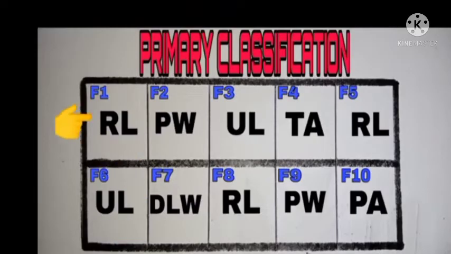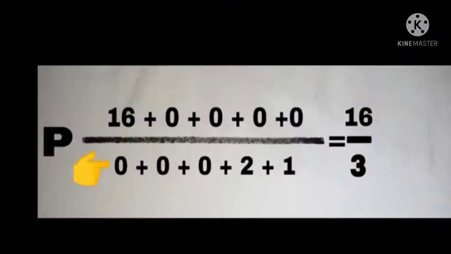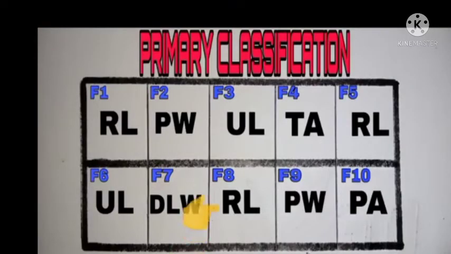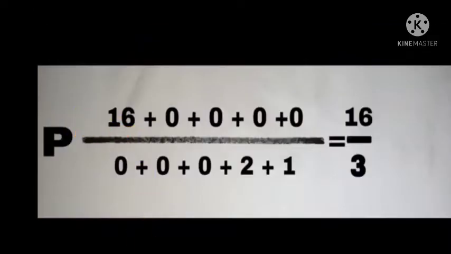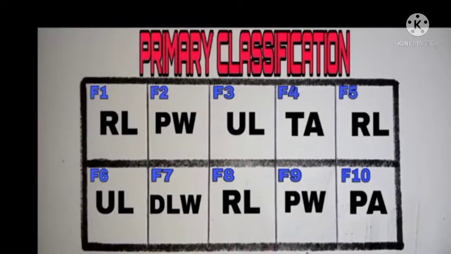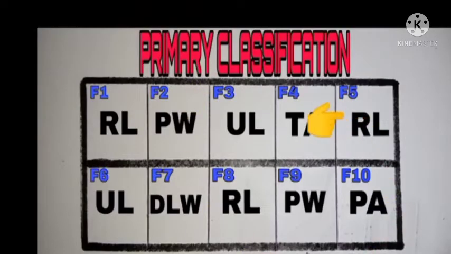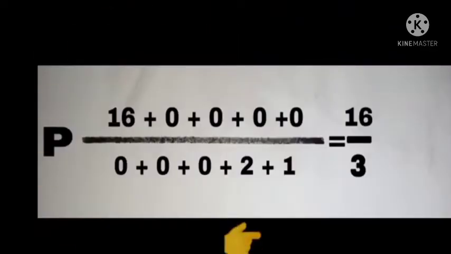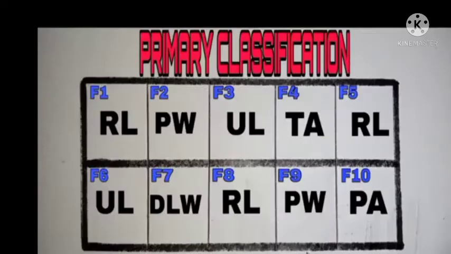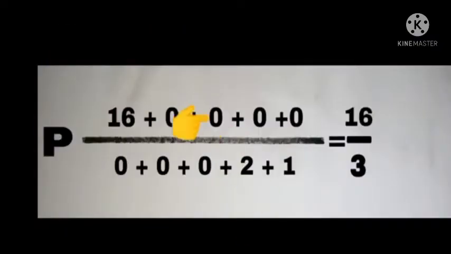Finger 1, radial loop, 0, placed in the denominator. Finger 2, plain whirl, numerical value 16, placed in the numerator. Finger 3, ulnar loop, 0, placed in the denominator. Finger 4, tented arc, 0, placed in the numerator. Finger 5, radial loop, 0, placed in the denominator. Finger 6, ulnar loop, 0, placed in the numerator.